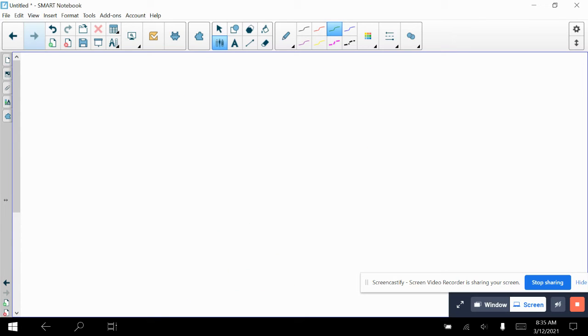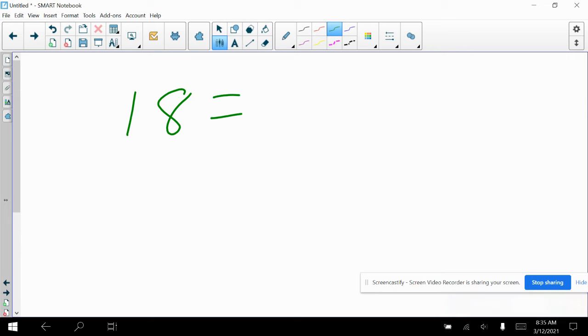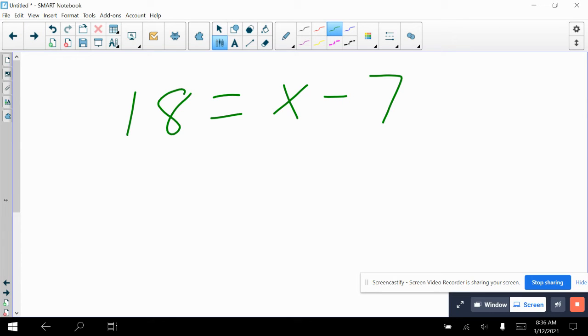Okay. What happens if we get one that looks like this? What's different from this than the other two? Other than the numbers are different. I get it. Ready? Okay, so, oh my gosh, things have moved. Oh no. The variable's on the right.